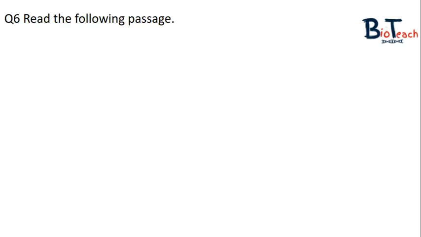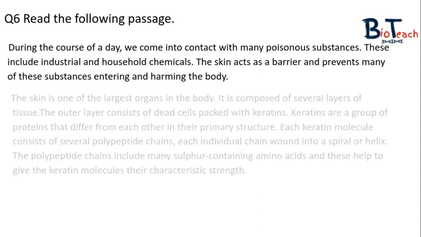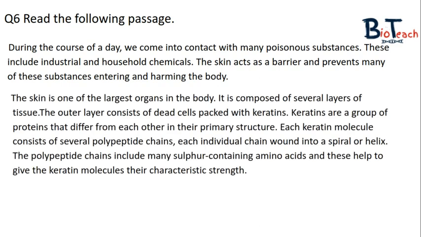The next question is question number 6. You have a passage that they provide to you. The first part of the passage talks about coming into contact with poisonous substances and how the skin acts as a barrier. The next paragraph talks about the skin being the largest organ of the body and how the outer layer consists of keratins, and that keratins are a group of proteins that differ from each other in their primary structure. It goes on to say that each keratin molecule consists of several polypeptide chains, each individual chain wound into a spiral or a helix. And it also talks about sulphur-containing amino acids.